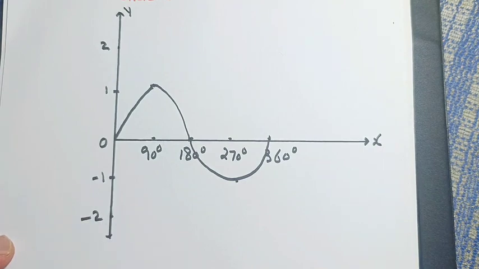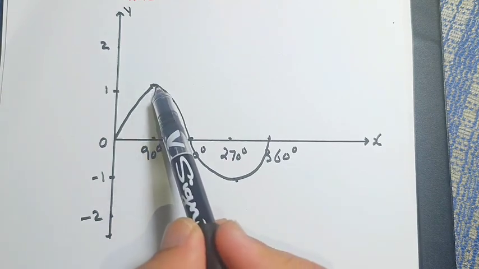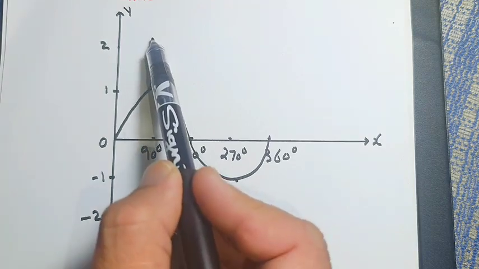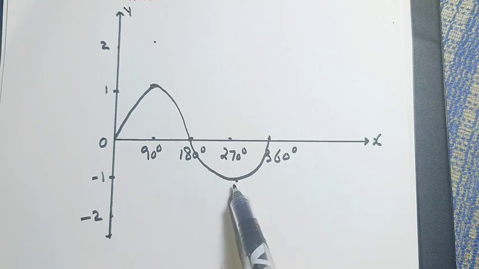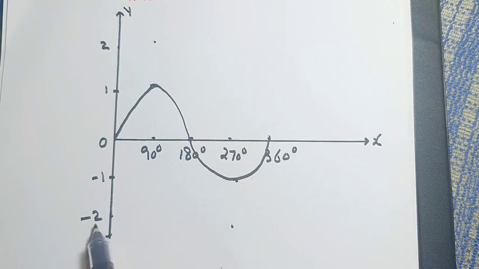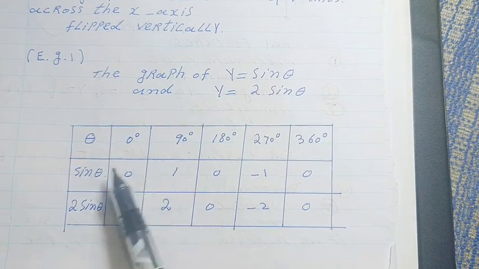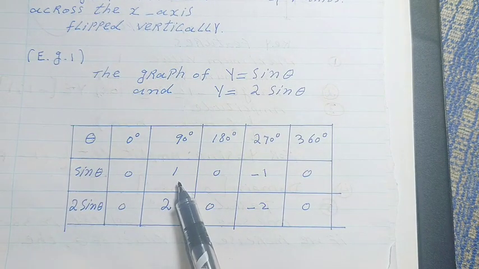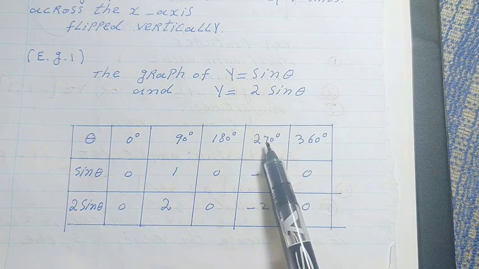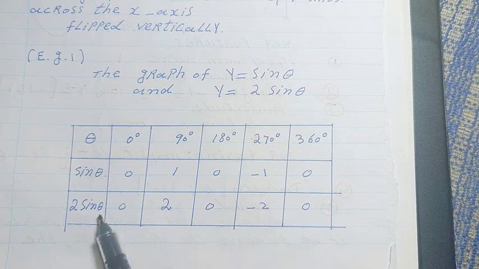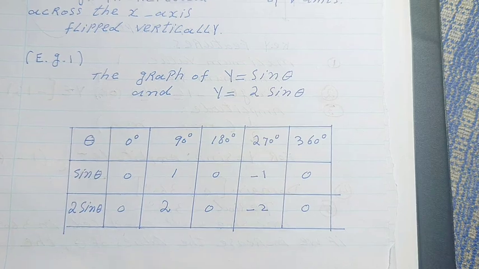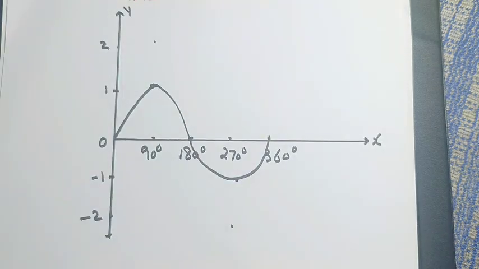Now, which means the graph is going to stretch vertically. So at my 90 degrees the turning point is going to be there, and the 270 degrees is going to be somewhere here, because at 270 it is negative 2 and at 90 positive 2. But remember, sine theta at 90 degrees is 1, and at 270 degrees is negative 1. 2 sine theta at 90 degrees is positive 2, at 270 degrees negative 2. Now we're going to sketch the graph.